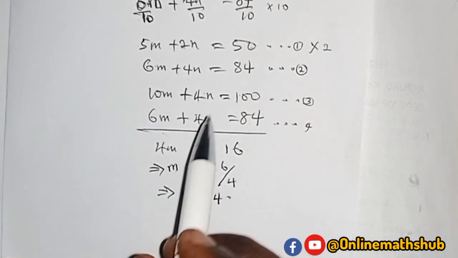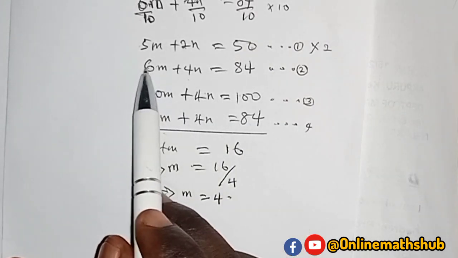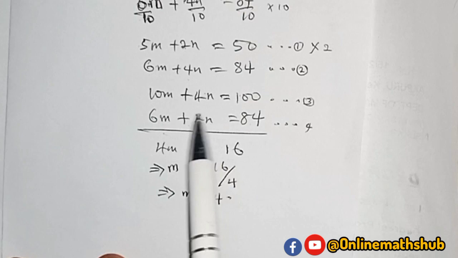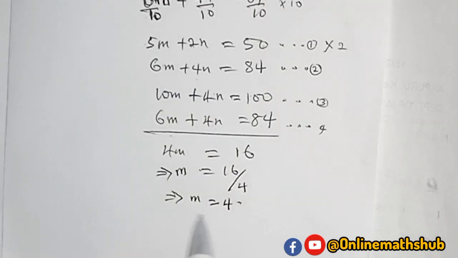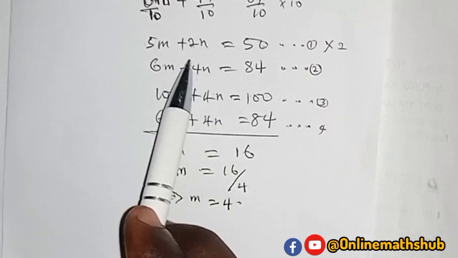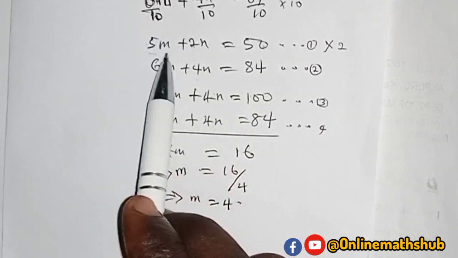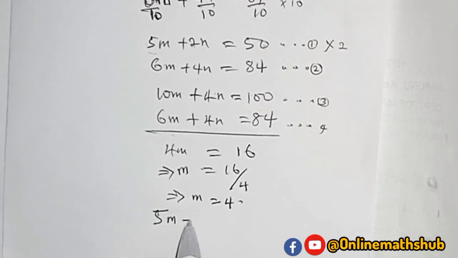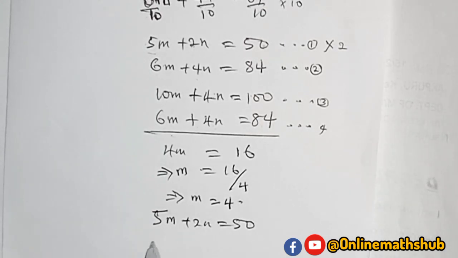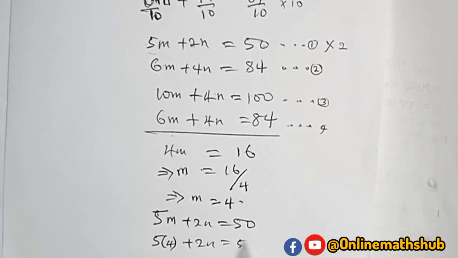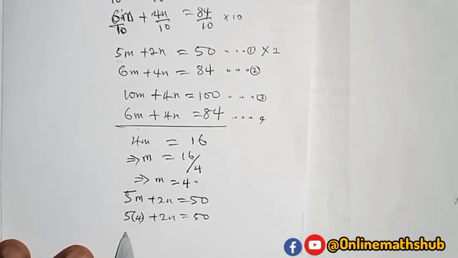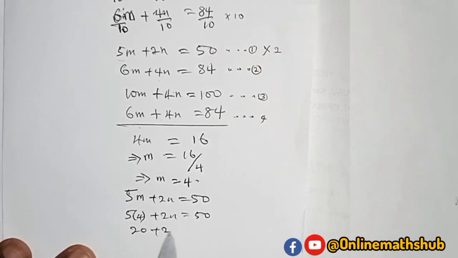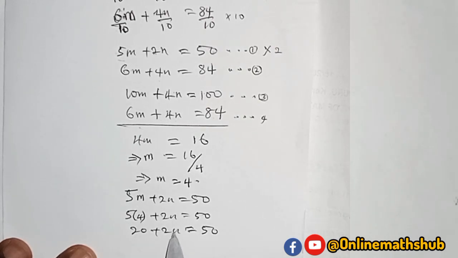I can go over to equation 2 or equation 1. Just substitute in any of the equations, and then you get the value for n. So let me substitute in equation 1: 5m plus 2n is equal to 50, and of course m is equal to 4. So I have 5 multiplied by 4 plus 2n is equal to 50. This is 20 plus 2n is equal to 50.